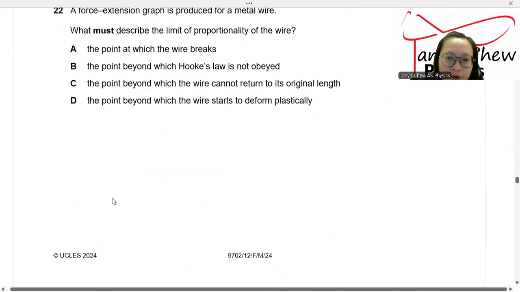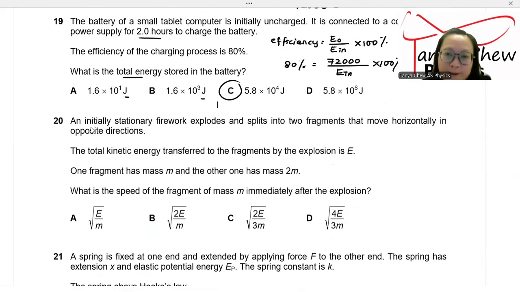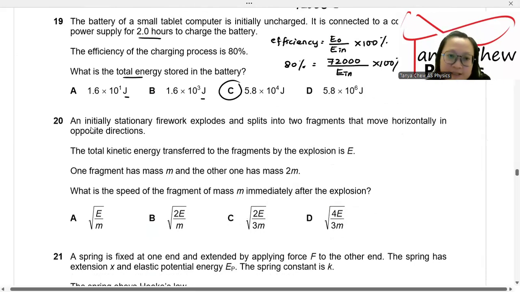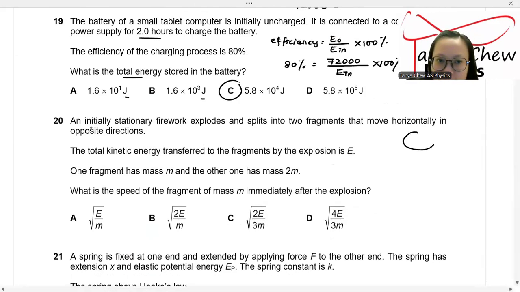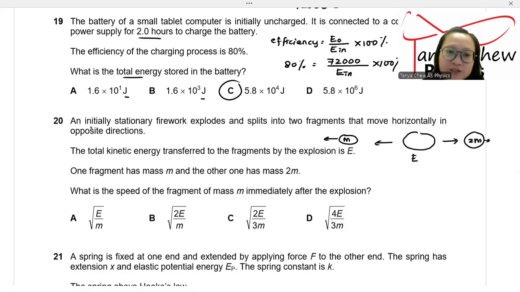Now, question number 20, I'm going to do it down here because there's a lack of space here. Number 20, let me read the question first. An initially stationary firework explodes and splits into 2 fragments that move horizontally in opposite directions. One is m, the other one is 2m. So the total kinetic energy transferred is E, and one fragment has mass m, and the other one has a mass of 2m. What is the speed of the fragment of mass m immediately after the explosion?